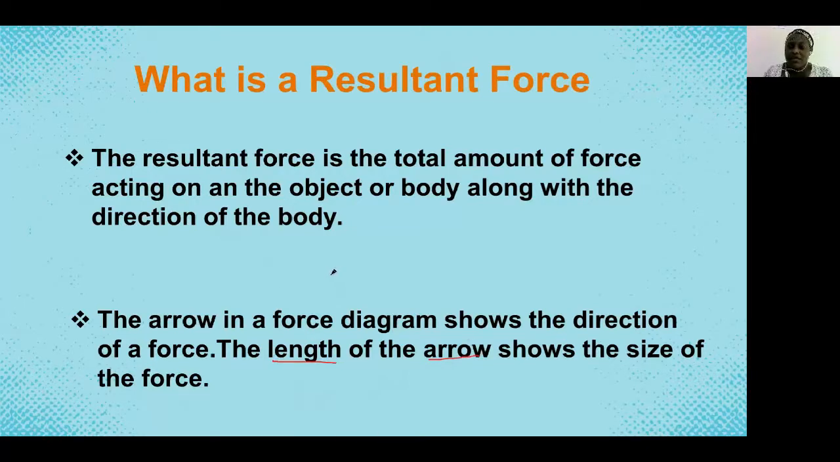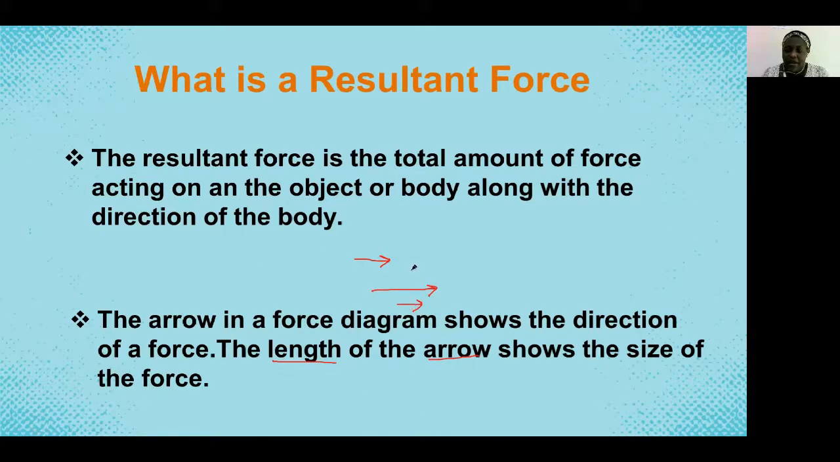Now, students, I want you to look. I'm drawing an arrow here. This is an arrow. This is what we mean when we talk about an arrow. So, the length means the arrow can be long or short. So the length of the arrow shows the size of the force. If the arrow is long, it means more force. And when the arrow is short, it means less force.